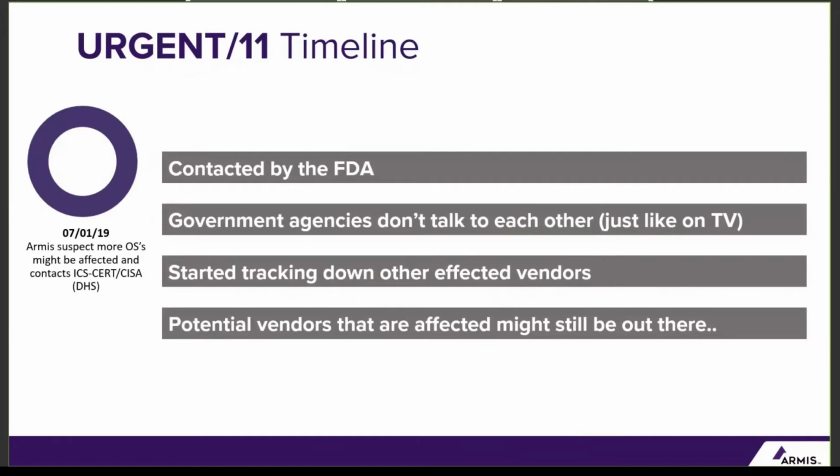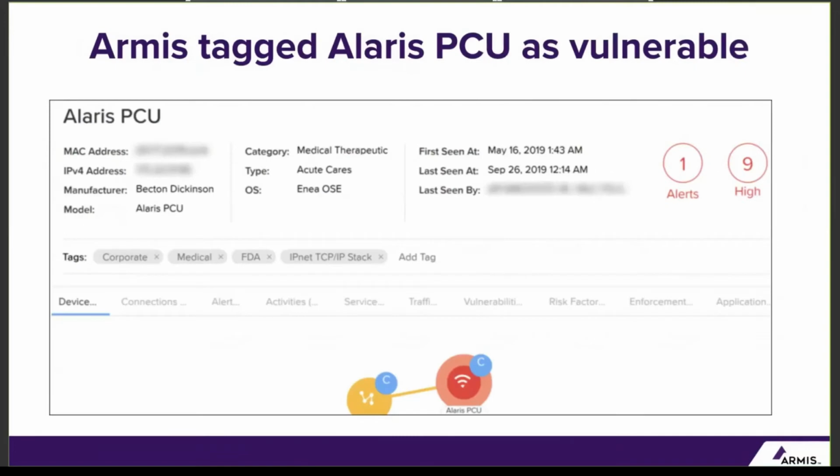So the FDA contacted us, and they were suspecting other companies and other operating systems might be involved. And we started suspecting them as well, because ARMIS has been tracking from the get-go our clients' devices that might be affected by this vulnerability. And we found some interesting results that I'm going to let Curtis tell you. We think that potential vendors might still be out there. We tried our best, and Curtis is going to tell you a story about an interesting one that happened at a client. So Curtis. Thanks, Dor. Yeah, so this is a really interesting story.